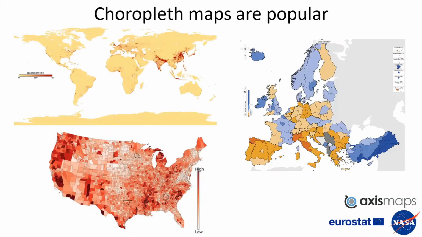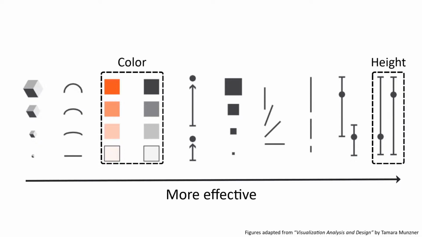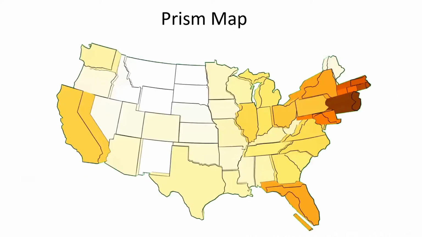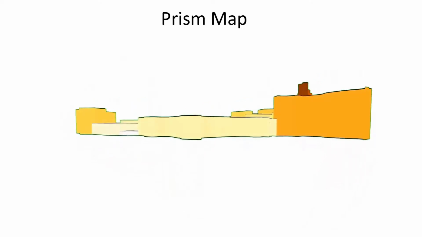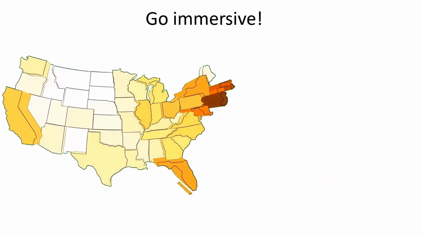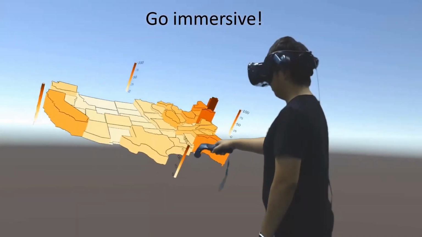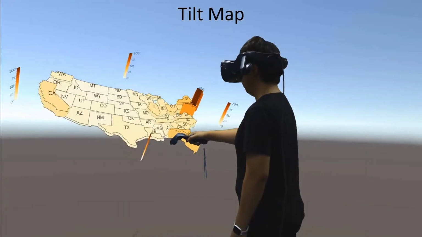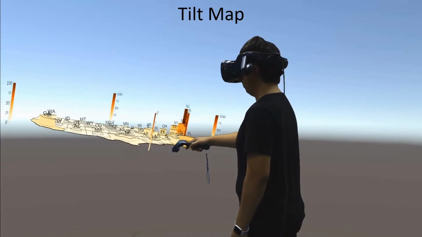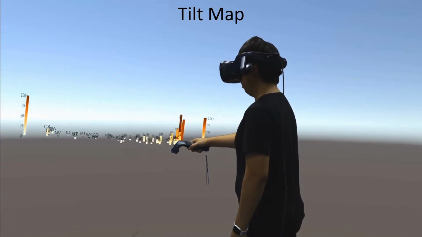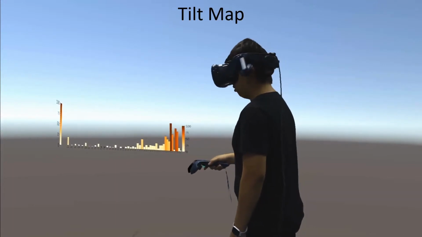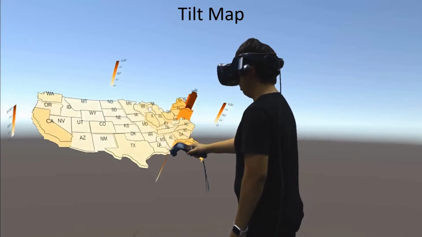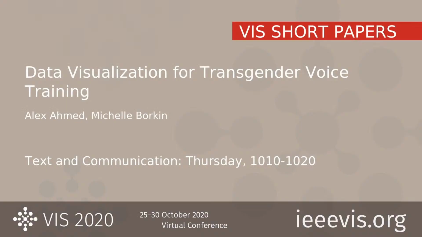Choropleth maps are popular. However, we have better encodings for numeric values. Check out the prism map. Worry about occlusion and perspective distortion? Let's go immersive. Want to have both of them? We present tilt map, a novel interaction technique for transitioning from a choropleth map to a prism map to a bar chart to overcome the limitations of each. Believe me, tilt map opens up many research possibilities.